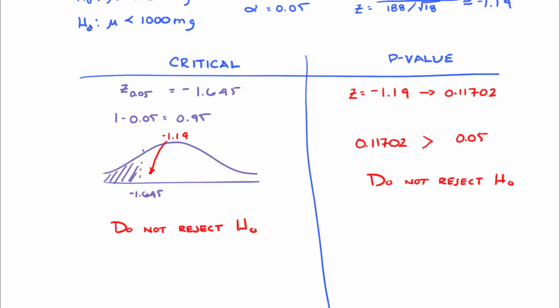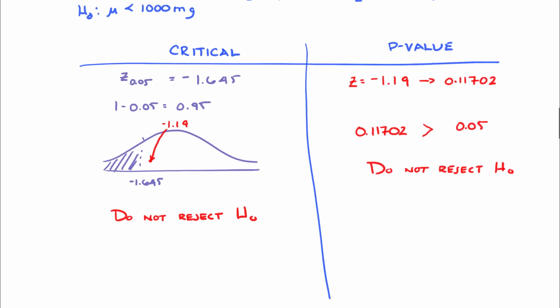And the interpretation simply is: at the 5% significance level, the data does not provide sufficient evidence to conclude that the mean calcium intake of adults with incomes below the poverty level is less than the recommended 1,000 milligrams per day.